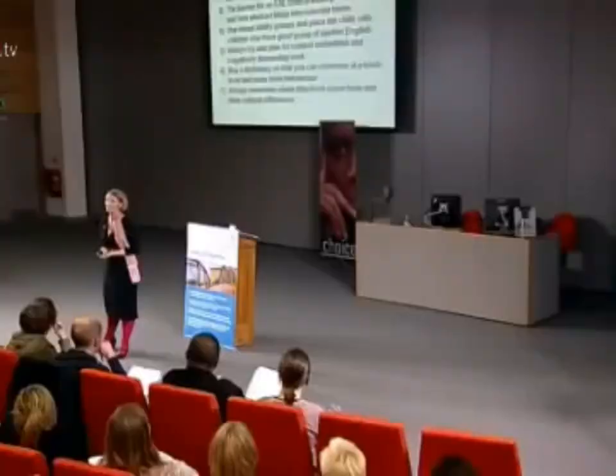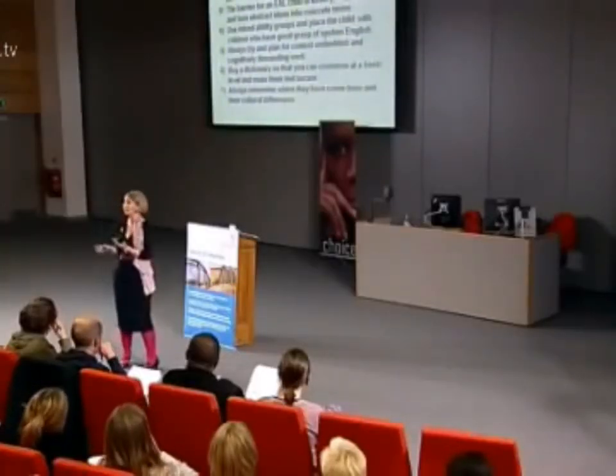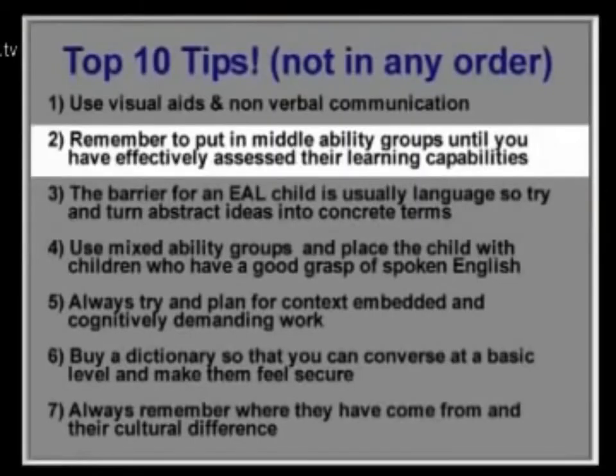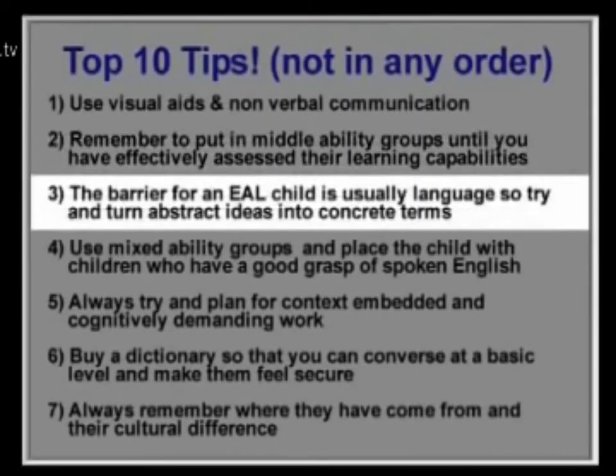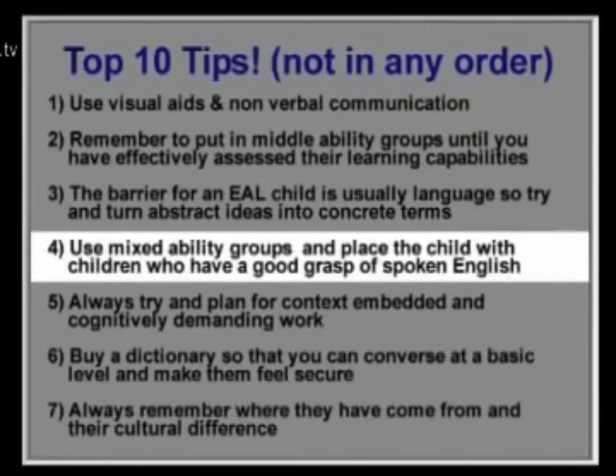So put them in a middle ability group if you have to, because then they'll have children who are proficient to an extent in language, able to support each other, learn from each other, and the child will become more confident. The barrier for EAL is usually language. Turn something that's a problem-solving activity into a hands-on, hot-seating activity, turn it into a drama, a game, make it concrete.